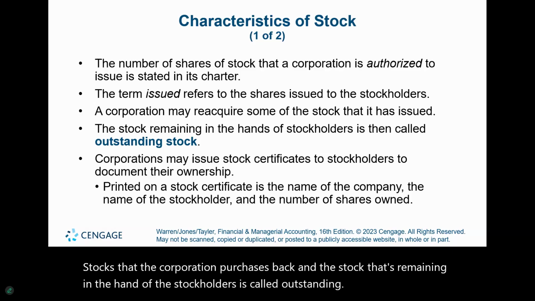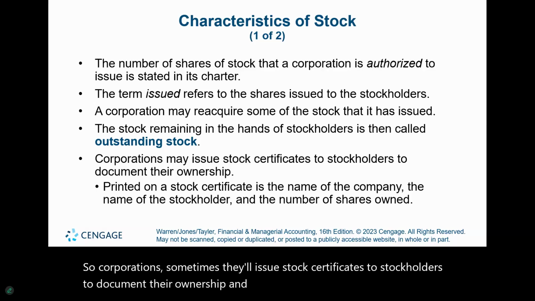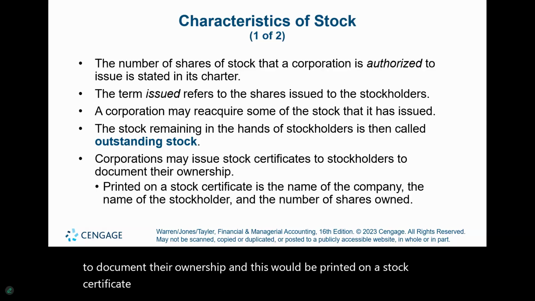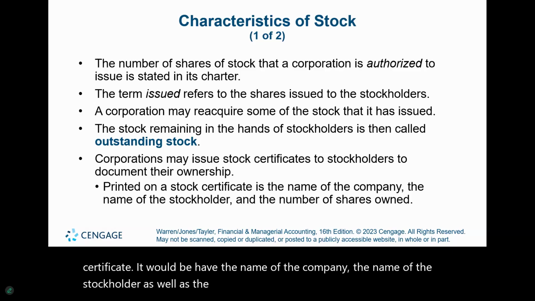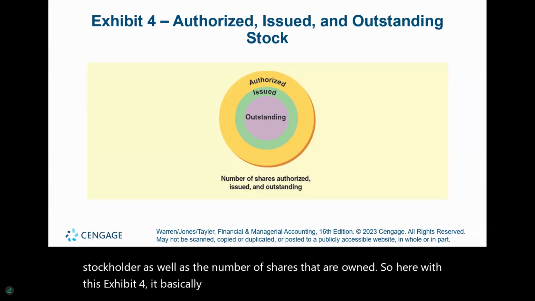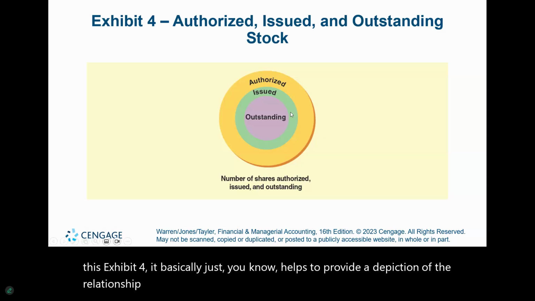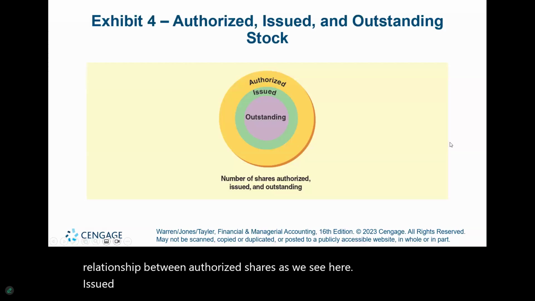So corporations sometimes will issue stock certificates to stockholders to document their ownership. This would be printed on a stock certificate. It would have the name of the company, the name of the stockholder, as well as the number of shares that are owned. So here with this Exhibit 4, it helps to provide a depiction of the relationship between authorized shares, issued shares, and outstanding stock.